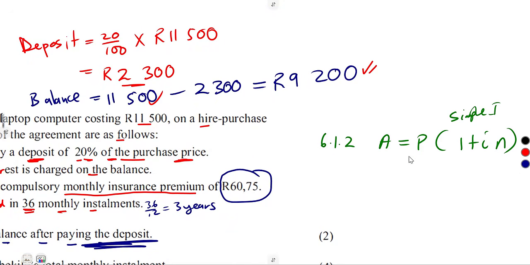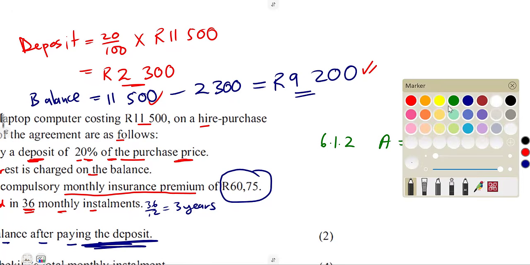So take note, the principal is no longer the cost price that was on hire purchase. No, because she paid a certain amount of money, 2,300. So the P becomes the balance after paying that amount. What is remaining?